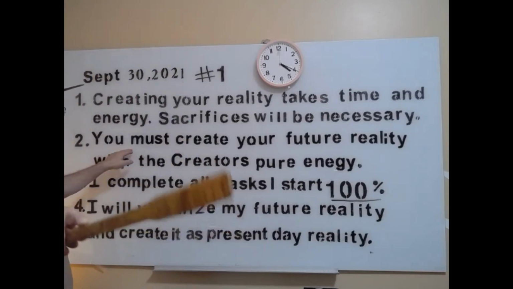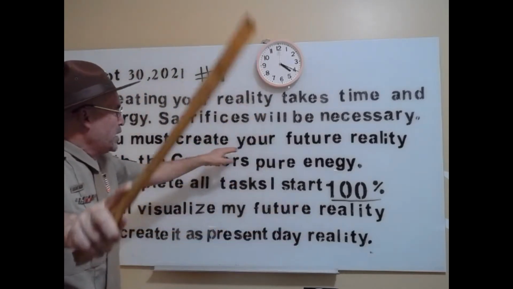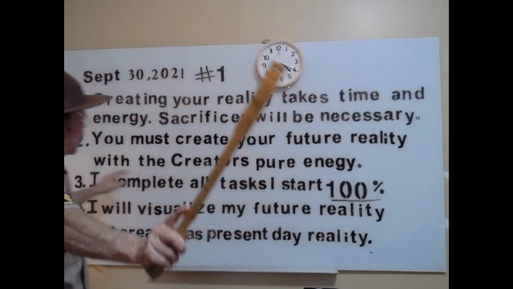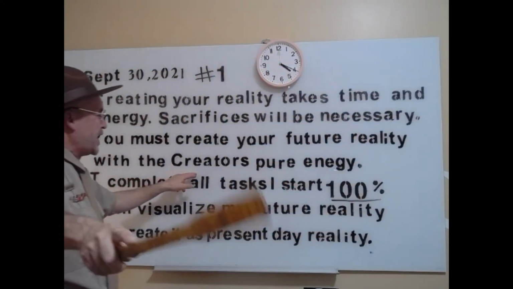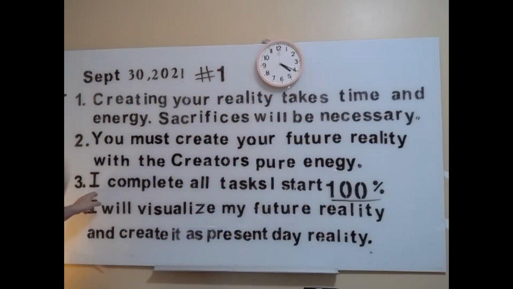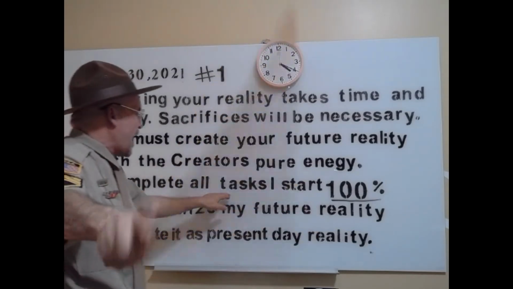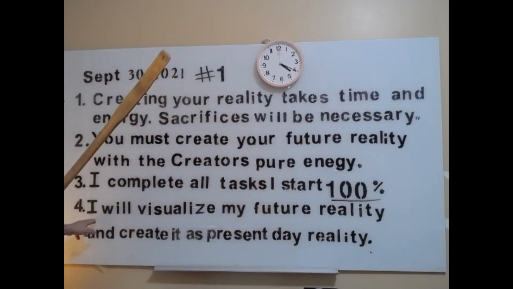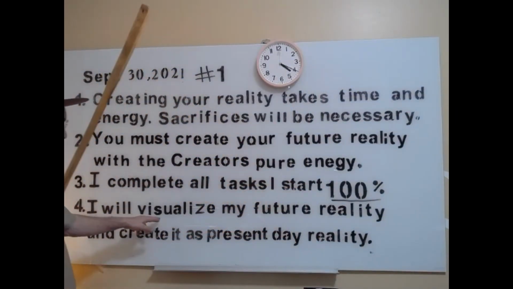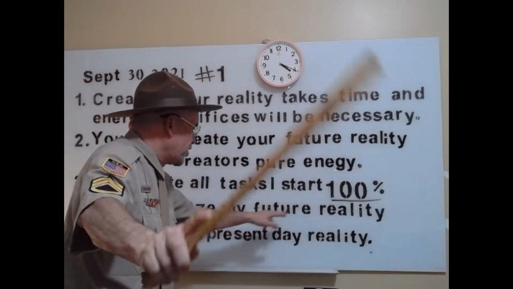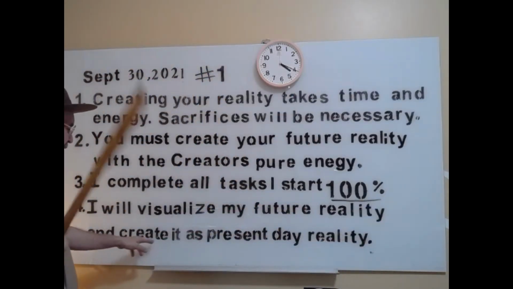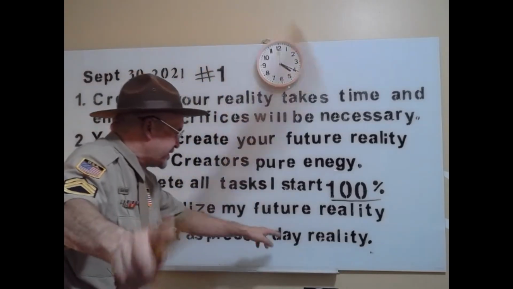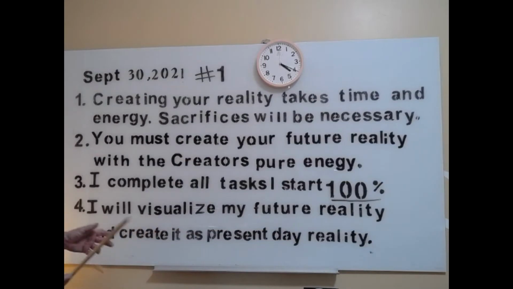Number 2, repeat. You must create your future reality with the Creator's pure energy. Number 3, I complete all tasks I start 100%. Repeat. I will visualize my future reality and create it as present day reality. Now, I want you to repeat without me.